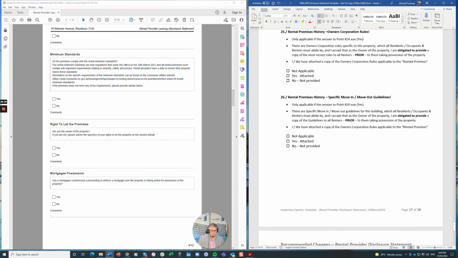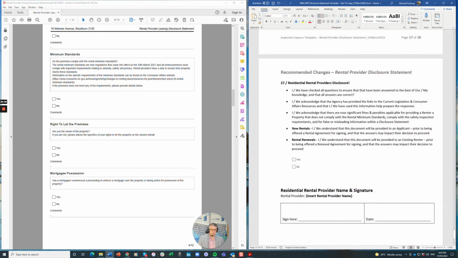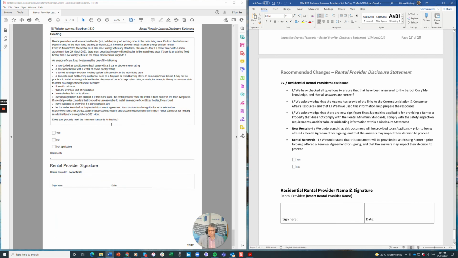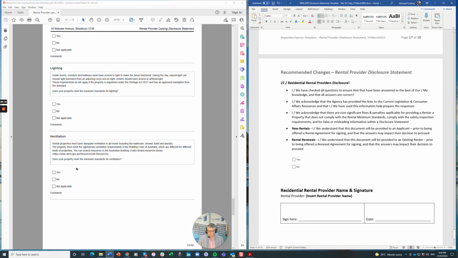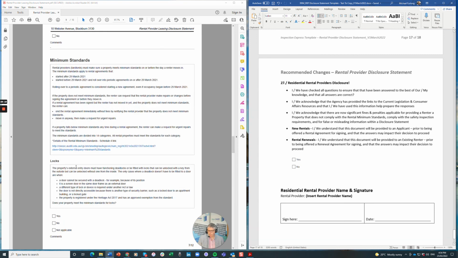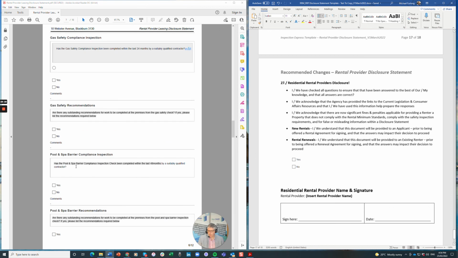Last one. This is the residential rental provider's disclosure. Now, if I just come to the back end here, it's not written in there. No. That's okay. This document that I'm using as an example is one where it's combined. So it'll be one for a new management. It's got the minimum standards and the disclosure.